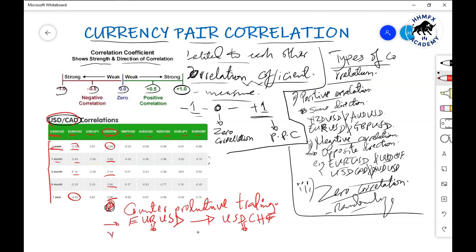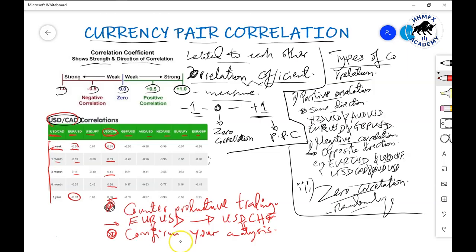Now the second use: currency pair correlation is very useful to confirm your analysis. Always you can confirm things like trend by looking at currency pairs with a positive correlation. So if you are trading currency pairs that show positive correlation, and you have an upward trend in one currency pair, you're supposed to see the same trend on the other pair.